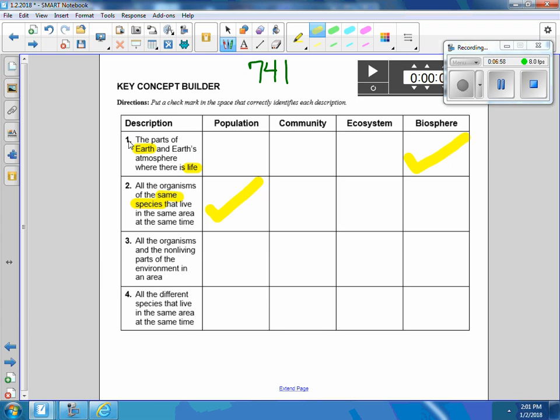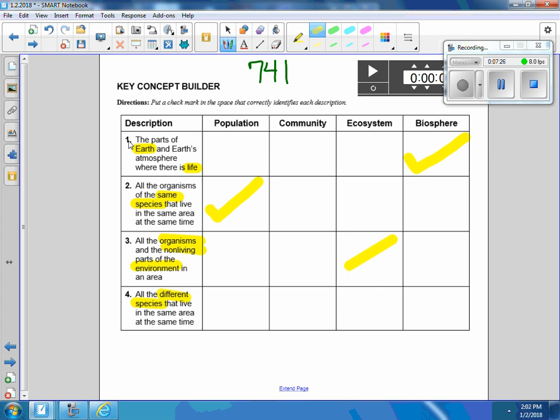All right, let's look at number 3. All the organisms and the non-living parts of the environment in the area is called what? What do we got for this, Emerson? The ecosystem. Good. And we're going to highlight living and non-living in the environment. Number 4. Poochie, what am I highlighting? Read the whole thing. So the key word is what kind of species?